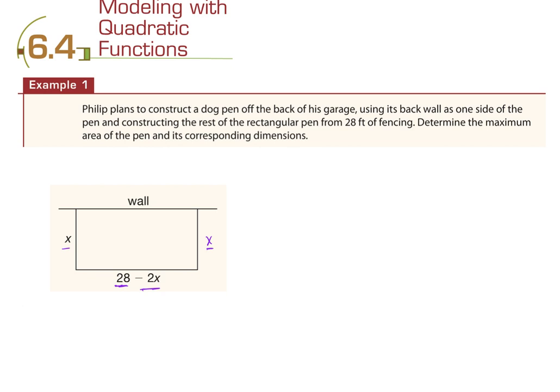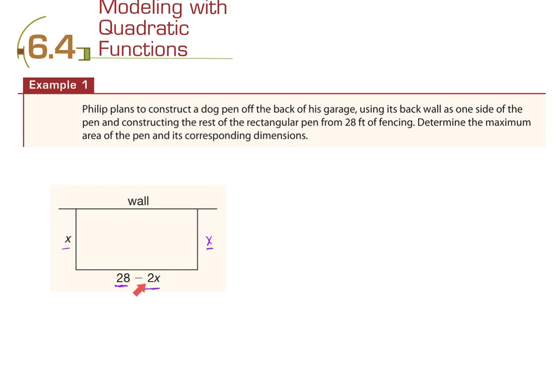Okay, so I could have done it the other way. I could have said Y and Y and 28 minus 2Y, but typically your variable that you plug in is going to be an X. So 28 feet of fencing, we used up X's here. So this dimension here is going to be 28 minus 2X, what I've already used.